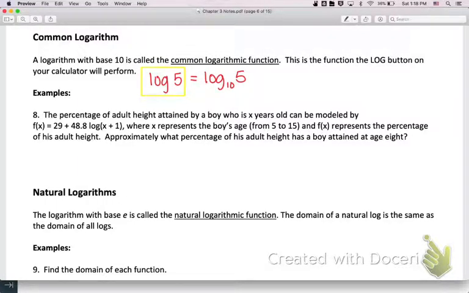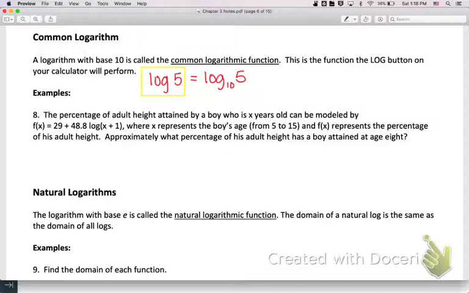The reason why base 10 is so nice is because that's going to be your powers of 10: 10, 100, 1,000. So that's going to be like millimeters, centimeters, meters. So that's why in science we like to use log base 10 quite a bit. And so when you use the log button on your calculator, it's only doing base 10.